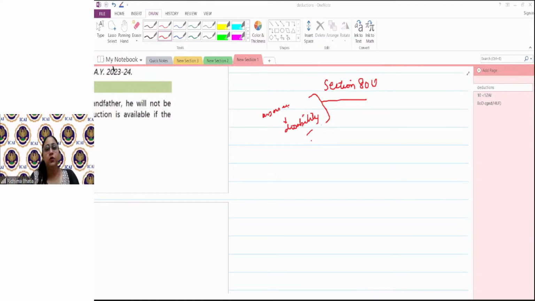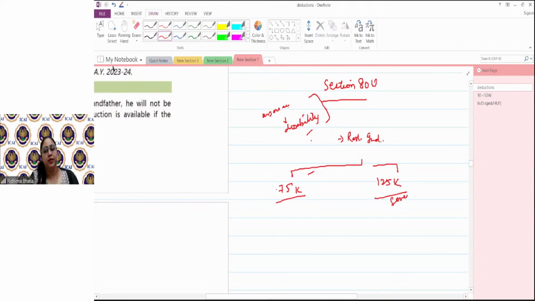Number two, here also this deduction is for a resident individual. And here also the deduction is the same, that is 75,000 in case of normal disability and 1,25,000 in case of severe disability. So the government has given a flat deduction to a person who is disabled under section 80U. This is no expenditure based deduction. This is no income based deduction. If a person is disabled, he will get a flat deduction of 75,000 or 1,25,000 under section 80U.